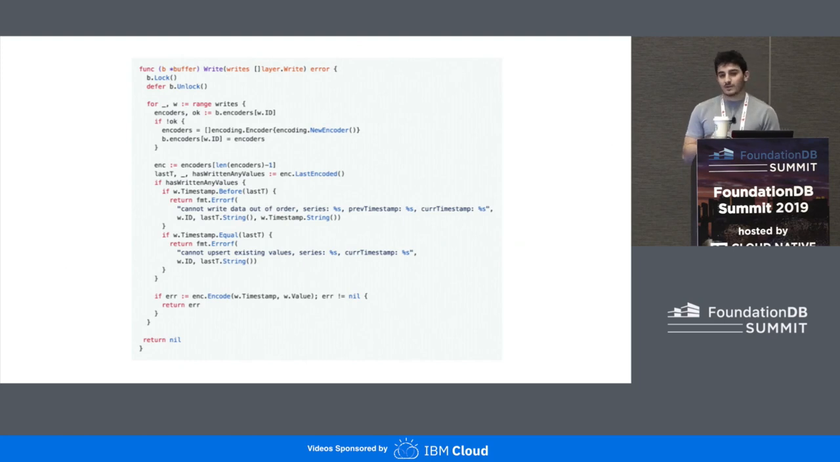This system doesn't account for out-of-order writes, so for this specific implementation, you always have to write values with timestamps higher than the previous ones. There's no reason it couldn't support out-of-order writes. It just makes the implementation a little bit more complicated, so I didn't do it for demo purposes, but you could.